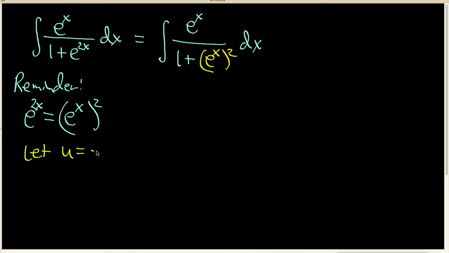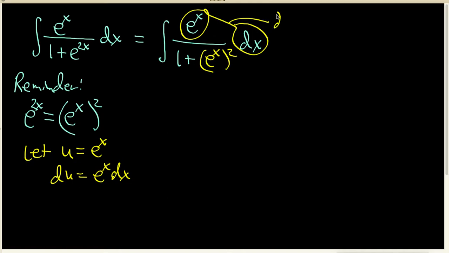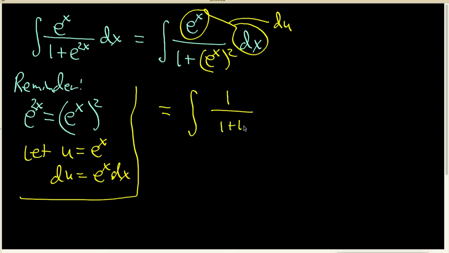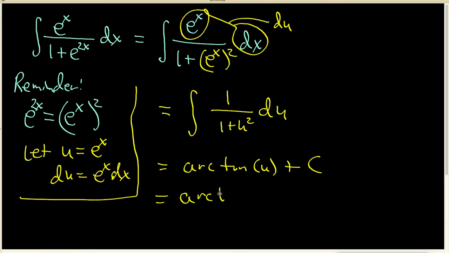I'm going to let u be e to the x. Du is going to be e to the x dx. This e to the x and that dx go together to form the du. And when I rewrite the integral, I am going to have 1 over 1 plus u squared du. And that's known to go back to arctangent of u plus any constant that I want to add. And so my final answer will be arctangent of e to the x plus whatever constant I want to add.